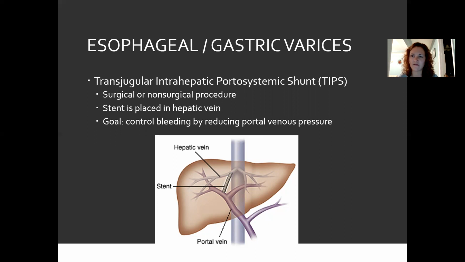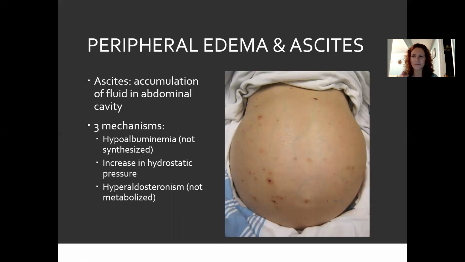There's a stent that's placed in the hepatic vein. Basically we're going to put a stent in there just like we would for the heart, and it's going to control bleeding by reducing portal vein pressure. It adds an additional pathway for blood to go to relieve some of the built up pressure in the portal vein. Which one of those procedures the patient receives depends on where their varices are, what surgeons are available, and what those surgeons prefer to do. So they could get any of those procedures.